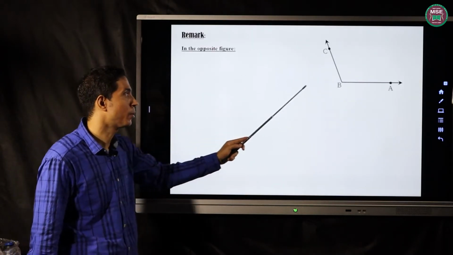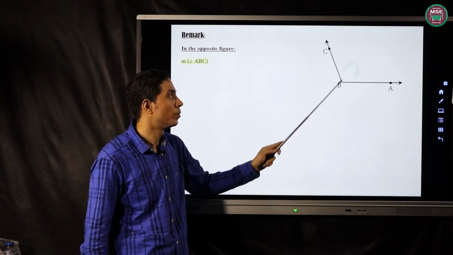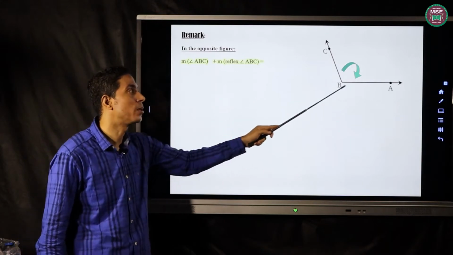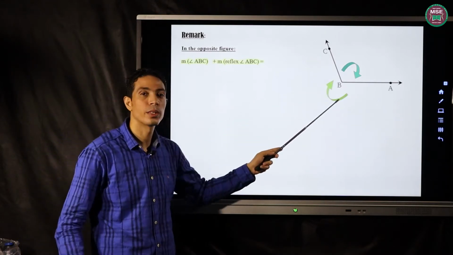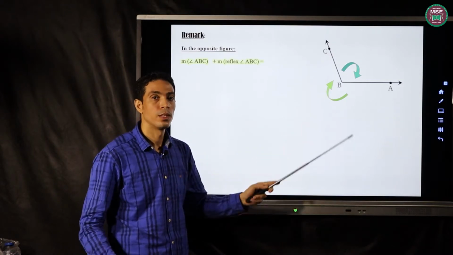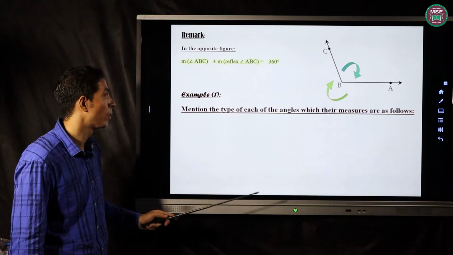Remark, in the opposite figure, we have the measure of angle ABC plus the measure of its reflex angle ABC. The reflex angle is bigger than 180. Any angle plus its reflex, their sum must equal 360 degree.